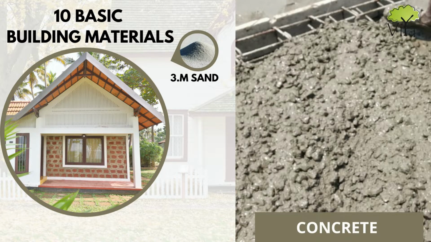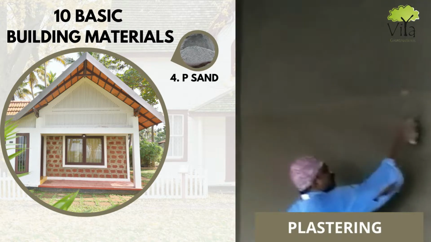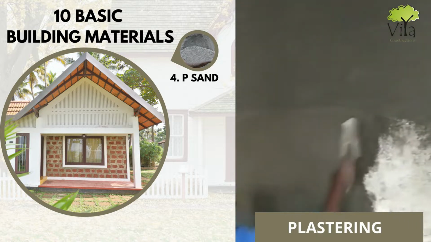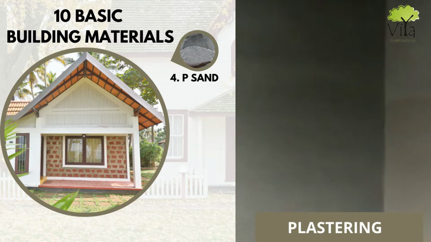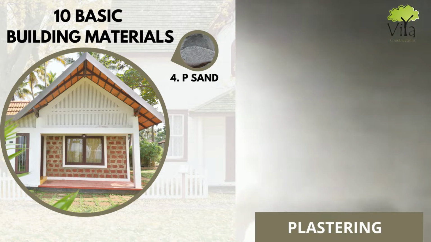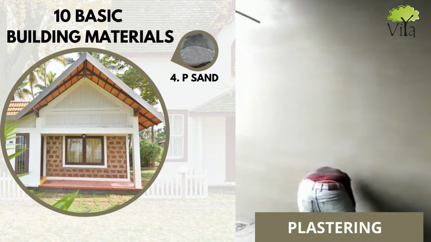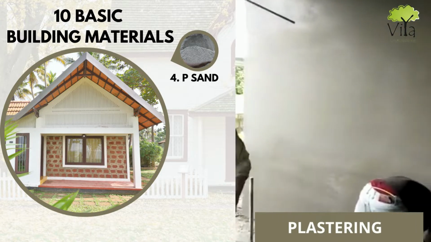The microfine particles are sieved and removed to form pSand or plaster sand. The pSand or plaster sand is yet another fine grade of sand which can be used for plastering purposes. Due to the fine particles, pSand provides a very smooth and even finishing to the plastering work.